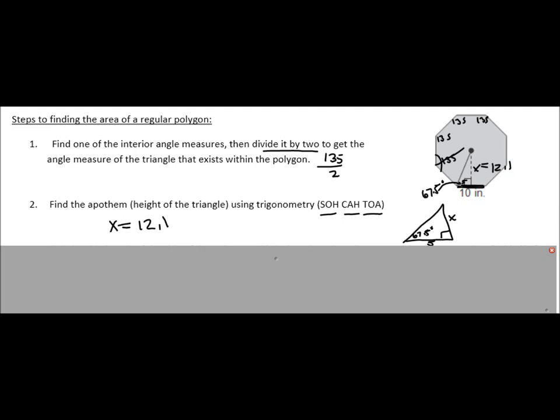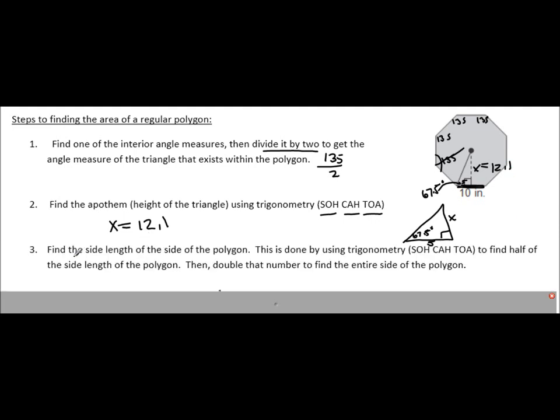Okay, now step 3 is to find the side length of the side of the polygon. Well, this time it's really easy. They already gave it to us. It's 10. 10 inches is the side length of the regular polygon.